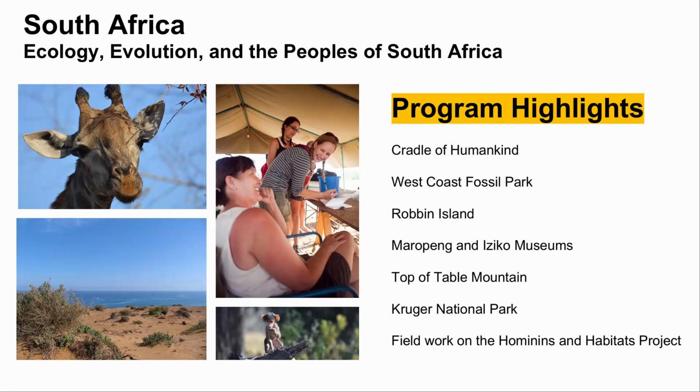And as part of the South Africa program, you'll get to visit the Cradle of Humankind World Heritage Site, that is the world's richest fossil hominin site. You'll also be visiting the West Coast Fossil Park, which is renowned for its fossil fauna, including bears and saber-toothed cats, short-necked giraffes that lived in the area 5 million years ago. Other tours include Robben Island, where Nelson Mandela was held prisoner, as well as the Maropeng and Sterkfontein museums. You'll also visit the top of Table Mountain, which offers a breathtaking view of the city of Cape Town.